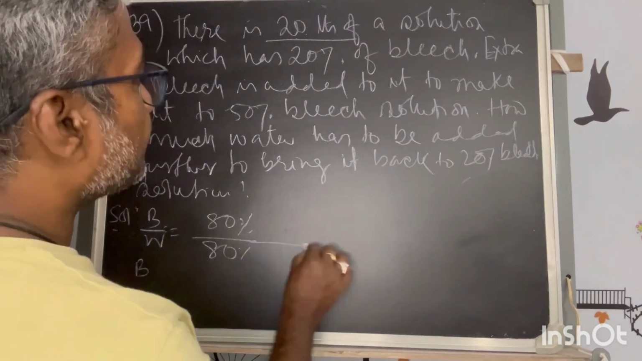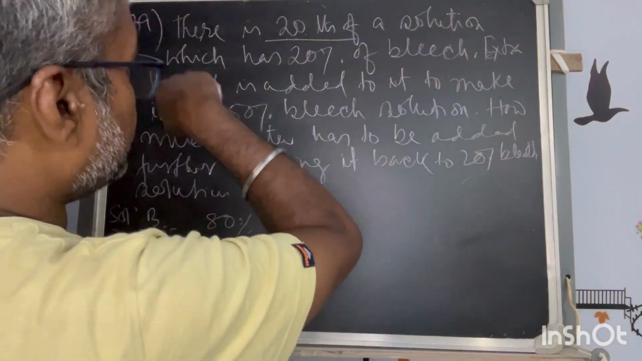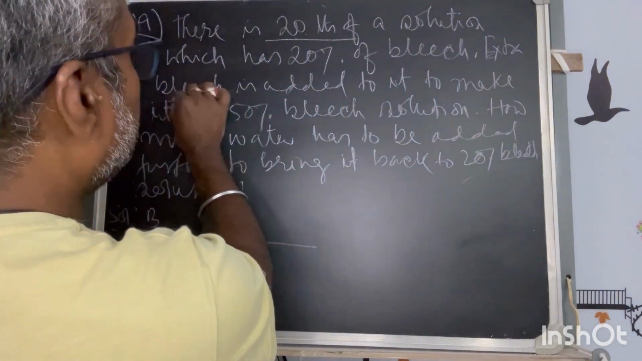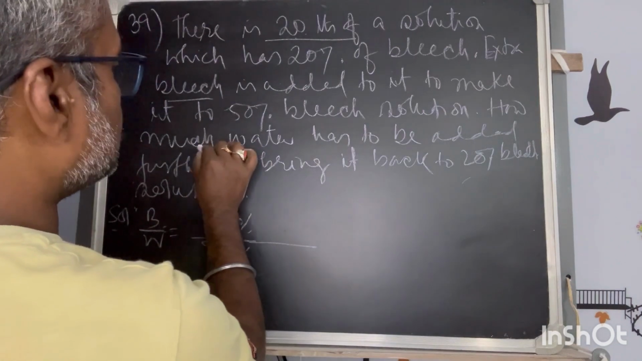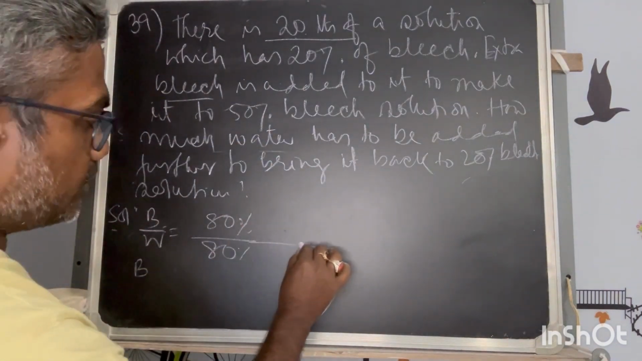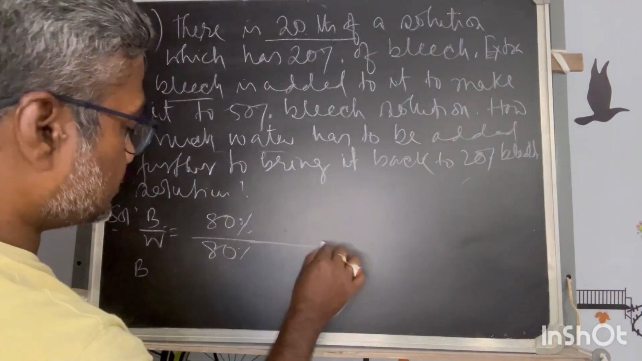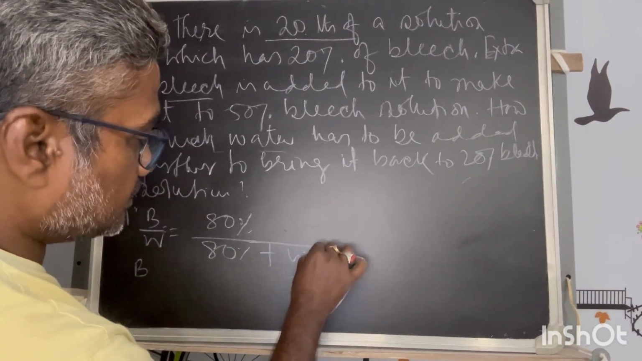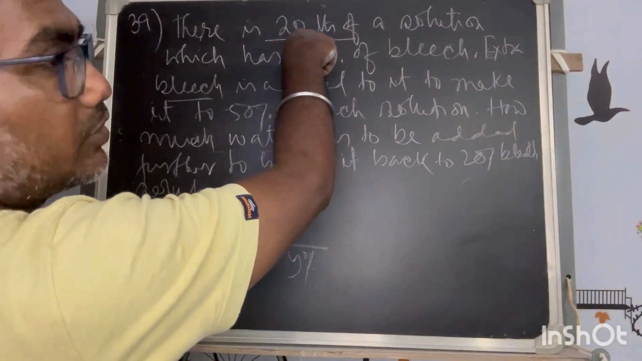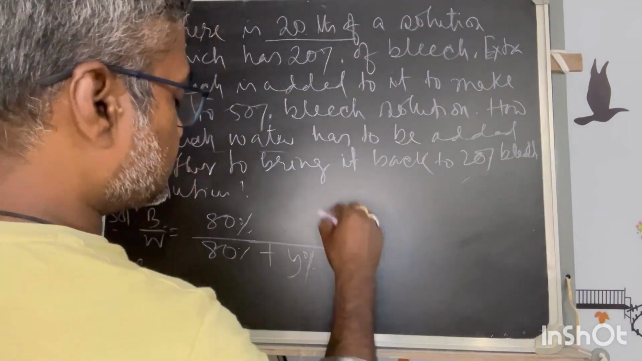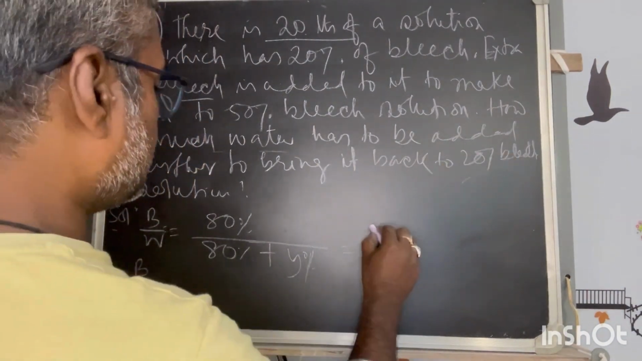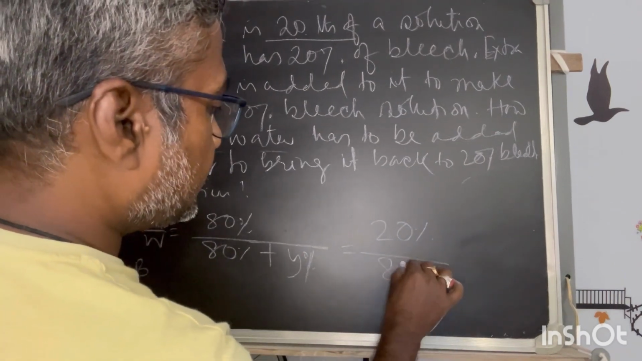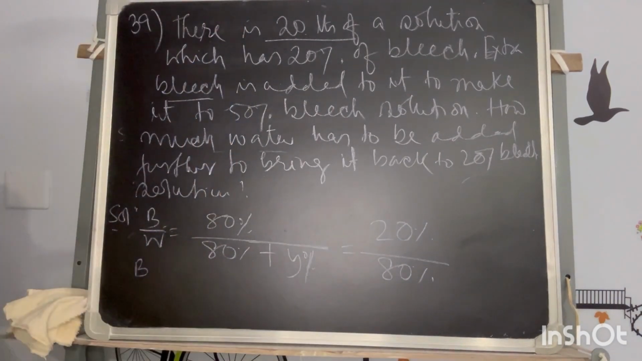Now what am I adding? Initially we added bleach. Now the second case, how much water? Because obviously you have to add water to make it a lighter solution. So now I am adding water, let's say Y%. Now this Y% will be of this, to get the solution to become 20% bleach. So this will be 20% and your water will be 80%, the remaining one, isn't it?